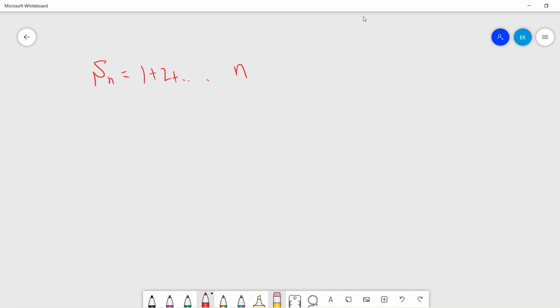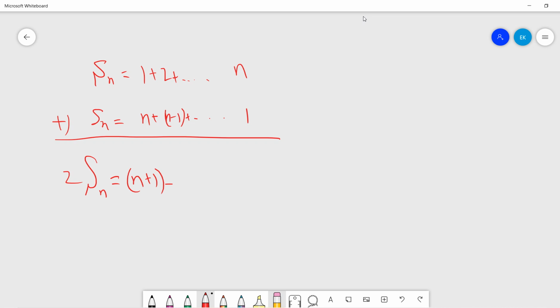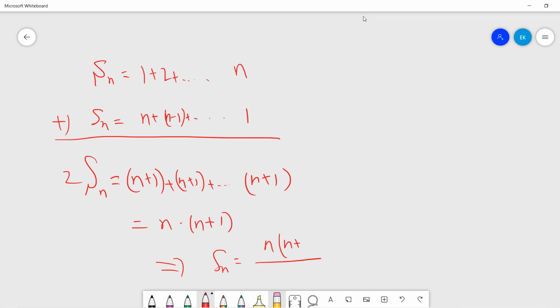Okay, but another easy way is that you write S(n) down as 1 plus up to n, and then write it in reverse, n plus n minus 1 up to 1, and then you add the two of them. So you get 2 S(n) is just (n plus 1) plus (n plus 1) plus up to (n plus 1). Then the total you have is n times (n plus 1). So you get S(n) equals n times (n plus 1) divided by 2. Okay, so this is the first one.